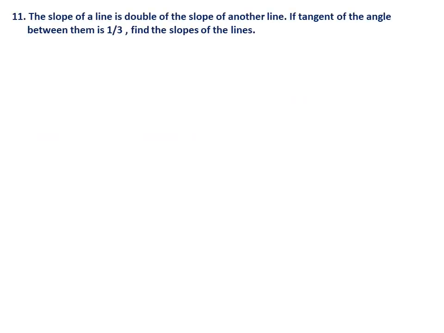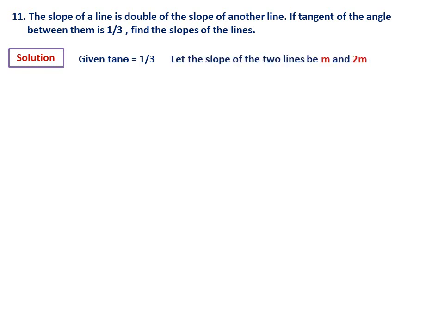Next one, the slope of a line is double the slope of another line if the tangent of the angle between them is 1 by 3. Find the slope of the line. Here of course a diagram is not necessary, you can just work out like this. Given tan theta equal to 1 by 3, slope means tan theta, and let the slopes of the two lines be m and 2m, because one is m, another one is double, that means 2m.